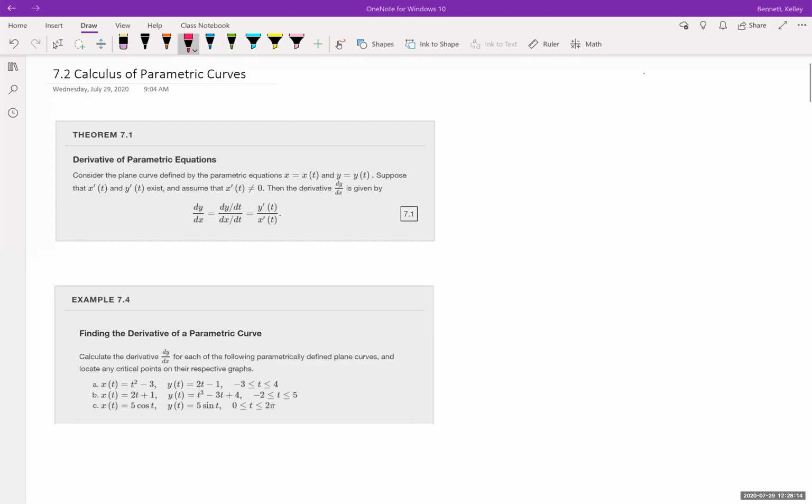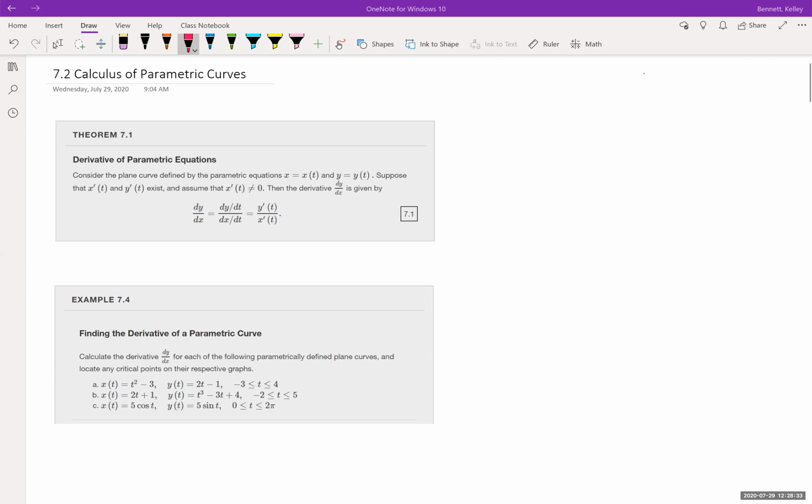All right, we are in the home stretch, 7.2. We're going to be revisiting our old friends, arc length, area under the curve, surface area, but we're going to do it in the environment of parametric curves.